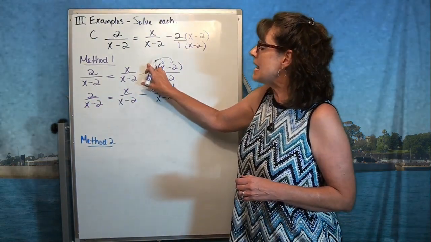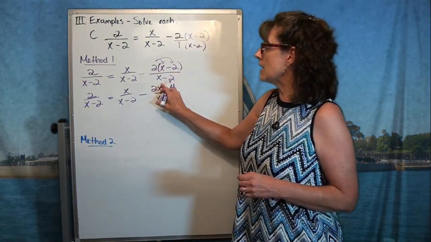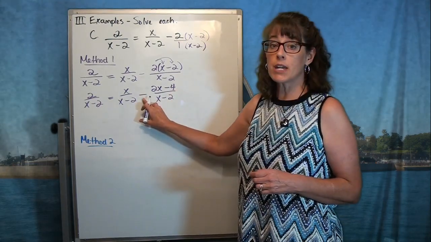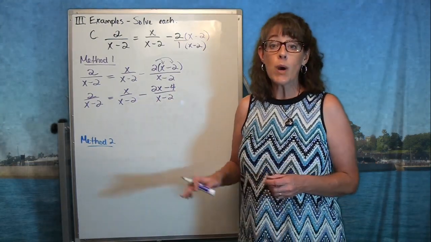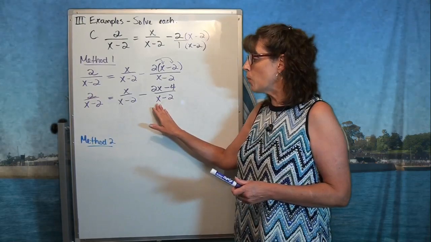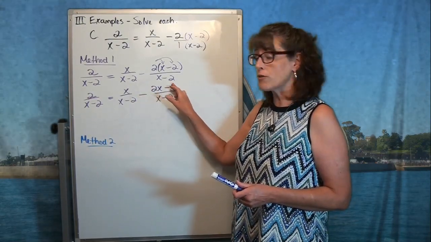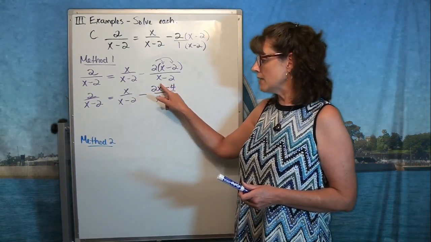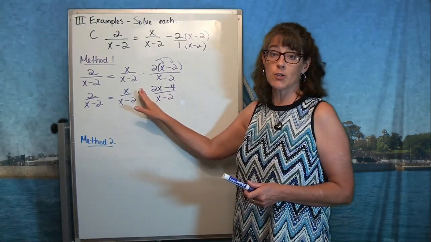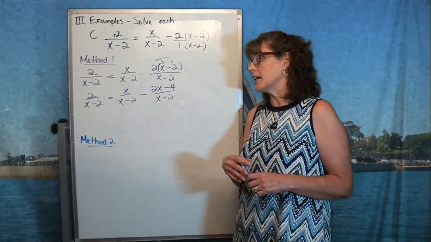Or I can distribute a negative 2 through here, giving me a negative 2 plus 4, turning that into a plus sign. Either way is going to be okay because at this point I'm going to distribute that negative through, giving me a negative 2x plus 4 and turning it into a plus sign back here. So either way is fine.